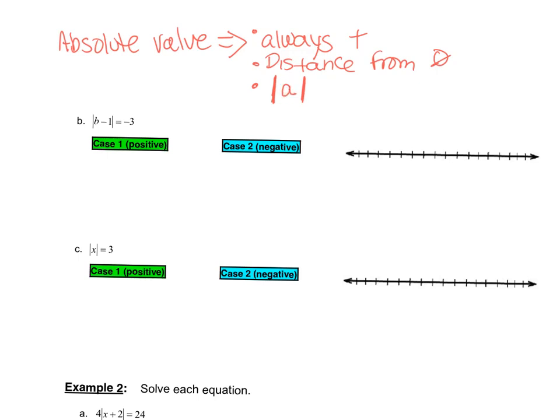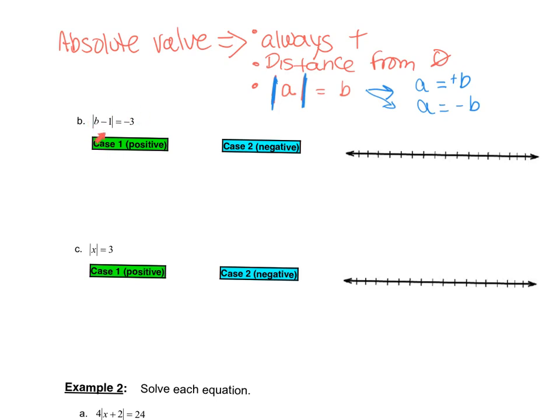So if I change this so that these are my absolute value symbols, anything on the inside of the absolute value, if that is equal to a value B, whatever that is, then I know that the A itself can either equal positive B or it can equal the negative of B. And so my job is to set up two equations. Let's start with letter B.